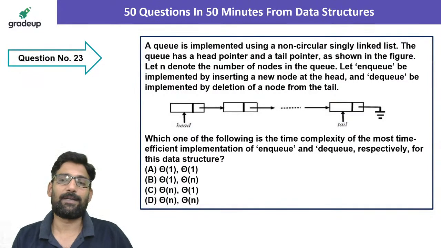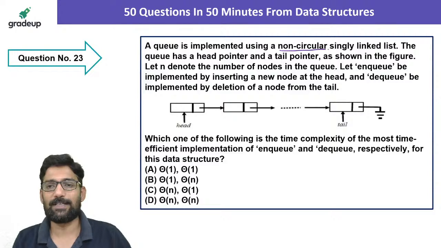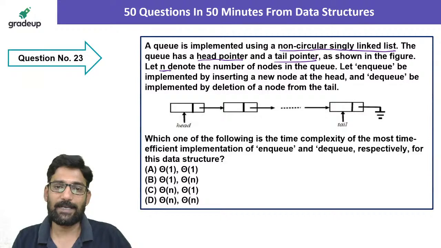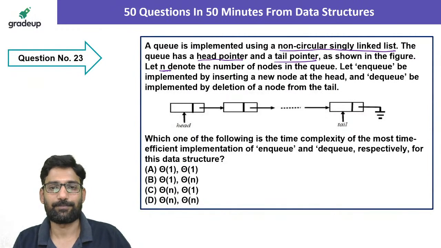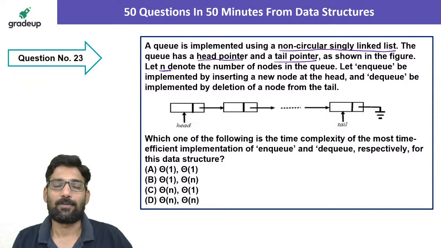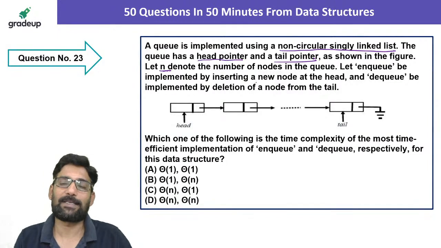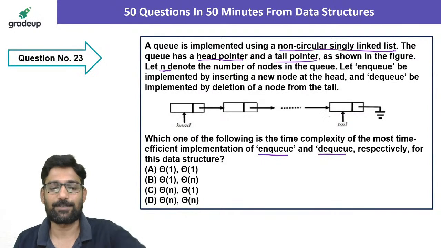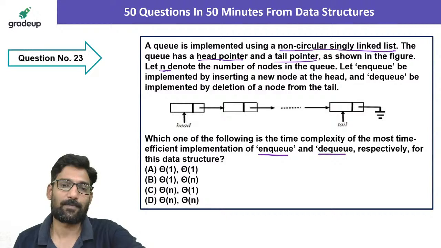A queue is implemented using non-circular singly linked list. The queue has head pointer and tail pointer. Let n denote the number of nodes. If so, which is the time complexity for NQ and DQ operations? What is your answer for question number 23?